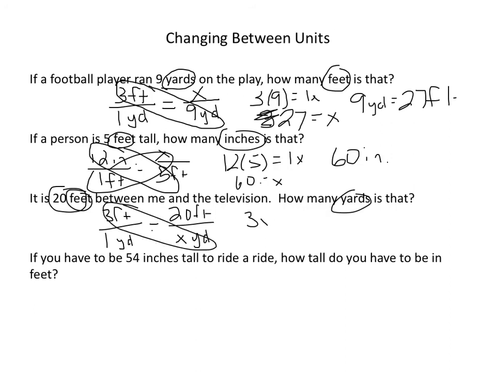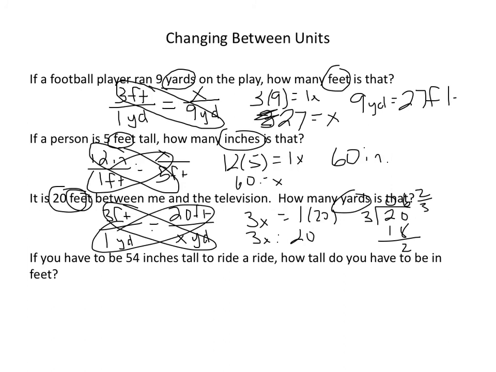We have 3 times x has to equal 1 times 20. So 3 times the number has to equal 20. So since I don't actually know what 3 times what equals 20, I can do my division. So I'm going to do 20 divided by 3. 3 goes into 20 6 times, which is 18, with 2 left over. So that would be 6 2/3 yards.